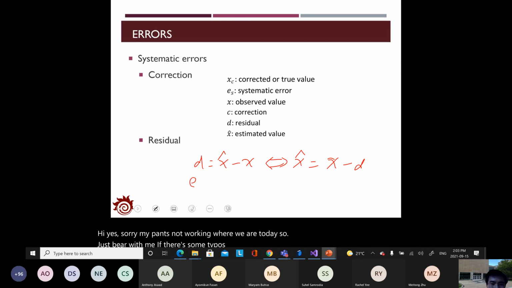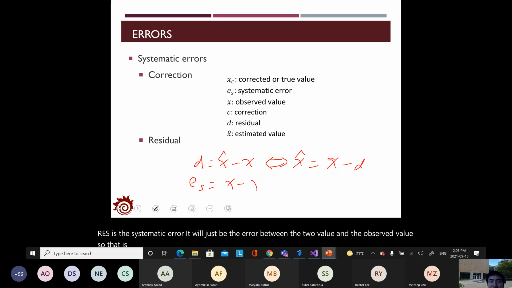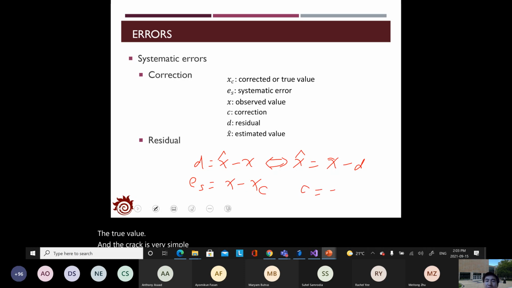So ES is the systematic error. It will just be the error between the true value and the observed value. So that is X minus the true value. And the correction is very simple. Correction is actually negative of the ES. So that's the definition of the systematic error.